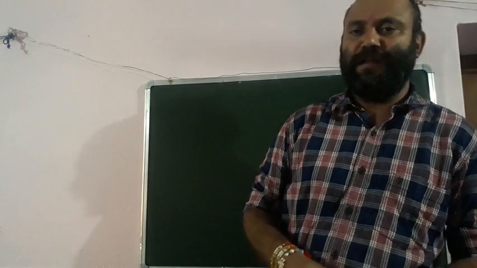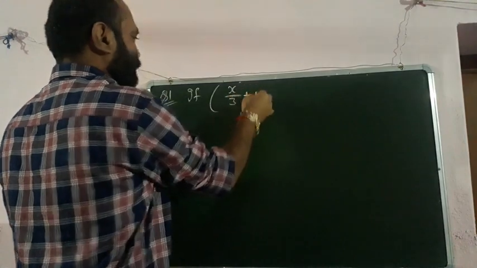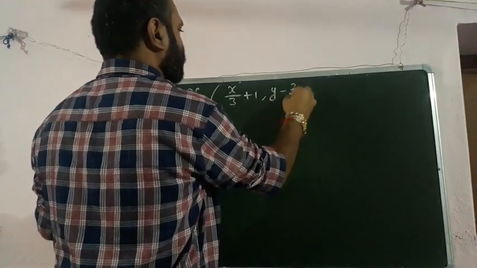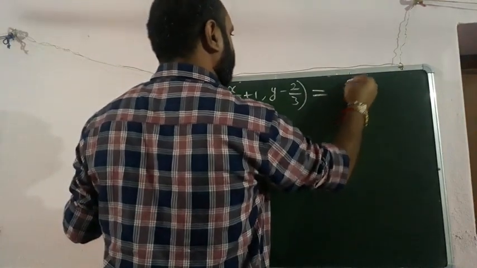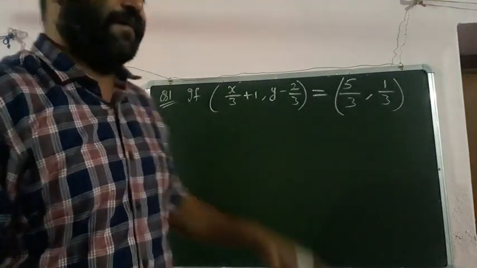So let us continue with the same topic, that is Cartesian product. Today we'll do the next exercise, 2.1. The very first question of this exercise is: if (x/3 + 1, y - 2/3) = (5/3, 1/3), you have to find the values of x and y.